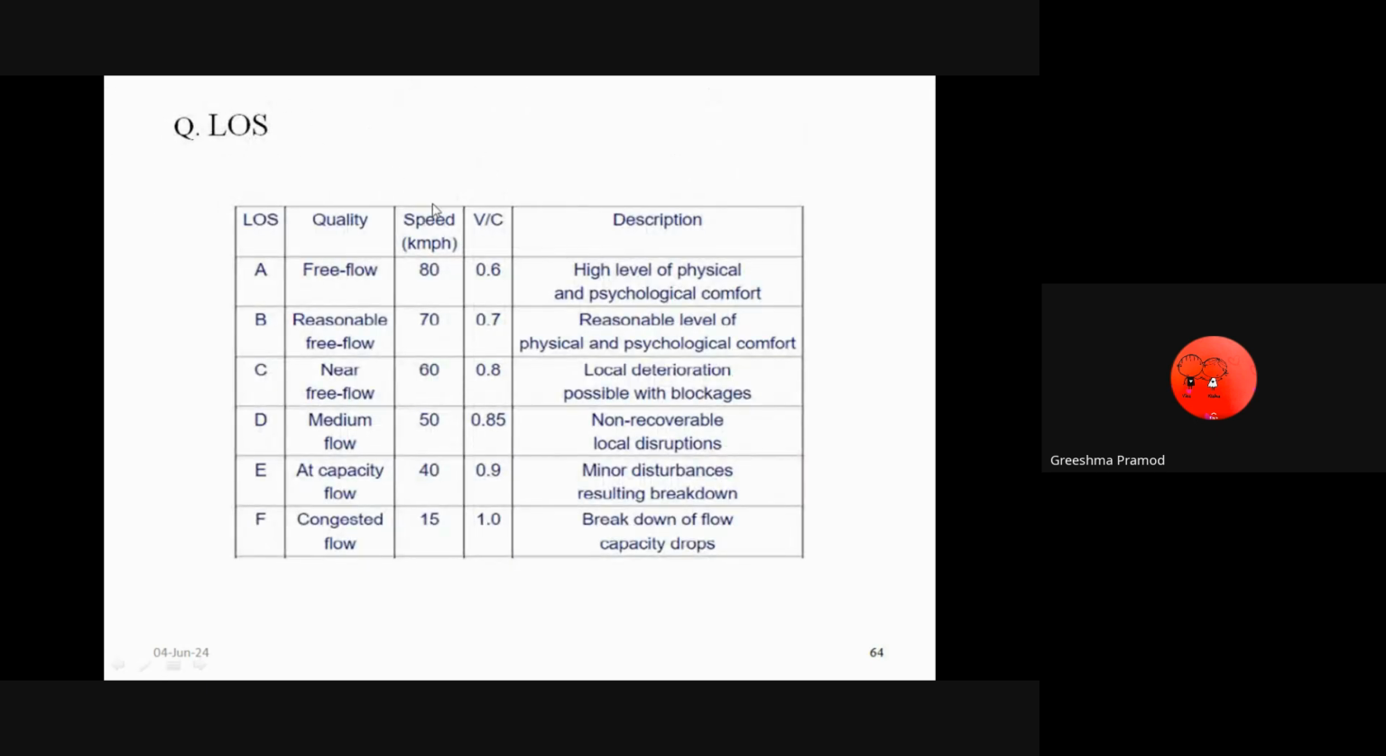ഞാൻ നേരത്തെ ലെവൽ ഓഫ് സർവീസ് പറഞ്ഞപ്പോൾ ഡിഫറെന്റ് ലെവൽസ് പറഞ്ഞു, 6 ലെവൽസ് പറഞ്ഞു. അതിന്റെ ക്വാളിറ്റിക്ക് ലെവൽ ഓഫ് സർവീസ് ചെയ്യണമെങ്കിൽ ഫ്രീ ഫ്ലോ എന്ന് പറഞ്ഞു. അതിന്റെ ഡിസ്ക്രിപ്ഷൻ വോളിയം ടു കപ്പാസിറ്റി റേഷ്യോ ആണ് എഴുതുന്നത്. സോ ഡിസ്ക്രിപ്ഷൻ ഫോർ ലെവൽ ഓഫ് സർവീസ് എ: ഹൈ ലെവൽ ഓഫ് ഫിസിക്കൽ ആൻഡ് സൈക്കോളജിക്കൽ കംഫർട്ട്. ഞാൻ ഇത് മിനിമൈസ് ചെയ്തിട്ട് ജസ്റ്റ് കാണിക്കുന്നതേ ഉള്ളൂ. ഡീറ്റെയിൽഡ് എക്സ്പ്ലനേഷൻ ഇഫ് ഇറ്റ് ഇസ് ആസ്ക്ഡ് പാർട്ട് ബിയിലൊക്കെ ആണെങ്കിൽ ഇത് മതിയാവും. ലെവൽ ഓഫ് സർവീസ് ബി ആകുമ്പോൾ റീസണബിൾ ലെവൽ ഓഫ് ഫിസിക്കൽ ആൻഡ് സൈക്കോളജിക്കൽ കംഫർട്ട്, സ്പീഡ് 70. സോ താഴോട്ട് വരുന്തോറും വേഴ്സ് ക്വാളിറ്റി ഓഫ് ഫ്ലോ, ട്രാഫിക് ഫ്ലോ.